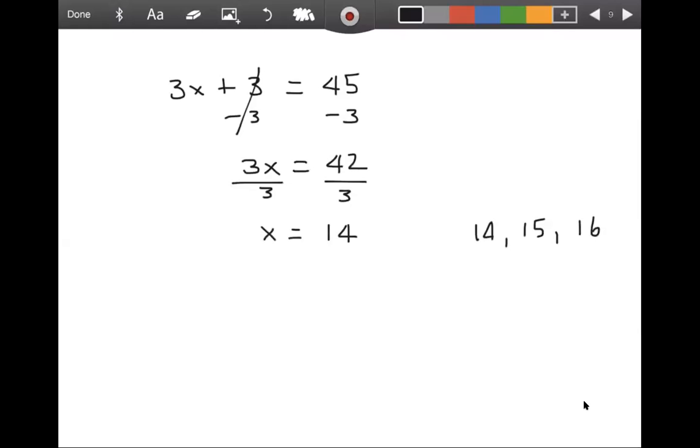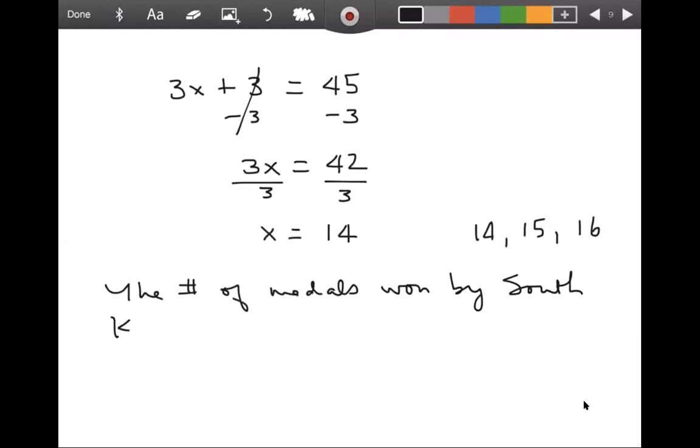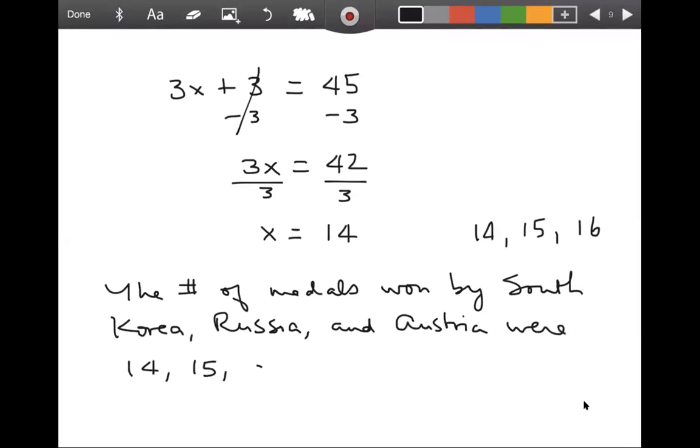So I would say something like, the number of medals won by South Korea, Russia, and Austria were 14, 15, and 16.